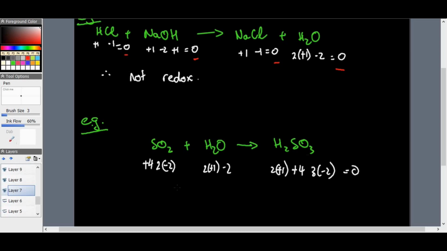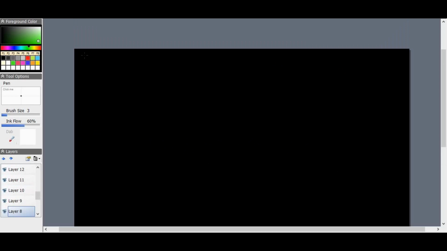So we can see in this reaction there is no change, therefore it's not redox, and our reason is that there's no change in the oxidation numbers or the oxidation states of the elements in the reaction. We'll do one more example reaction.